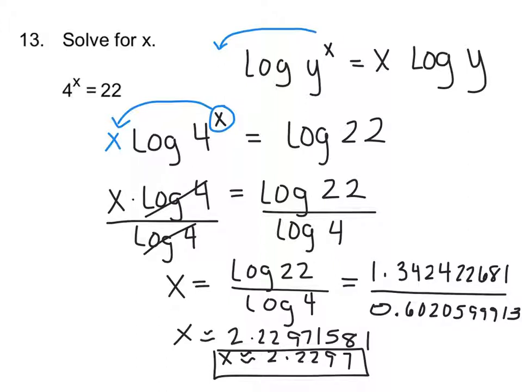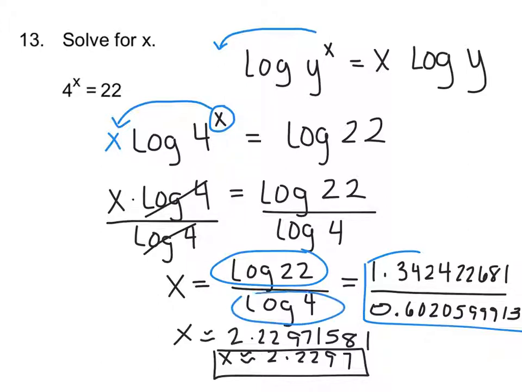Now just as a side note, if we wanted to use our calculator without writing this step, on your calculator you can just type in log 22, then the division sign, and then log 4 and push the equal button, and you should still get the 2.2297 as your final answer.